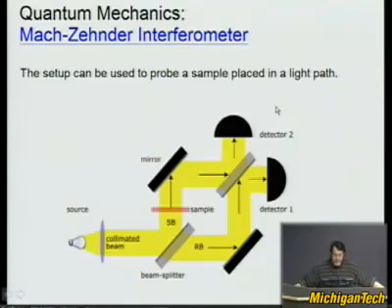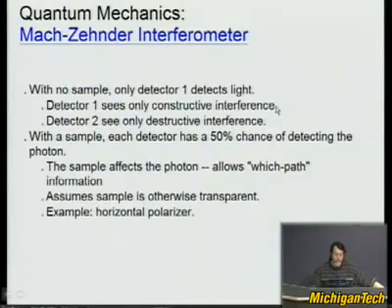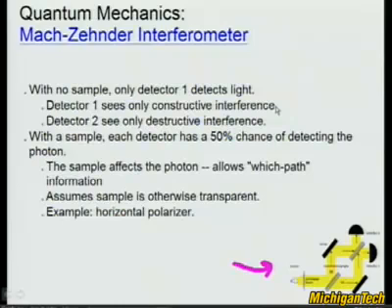So this Mach-Zehnder interferometer, here's an actual real drawing of it, can actually be used to probe whether a sample is placed in the light path. With no sample in the light path, only one of the detectors down here will detect light. Detector 1 could see only constructive interference, and detector 2 could see only destructive interference. With a sample, each detector has a 50% chance of detecting the photon.